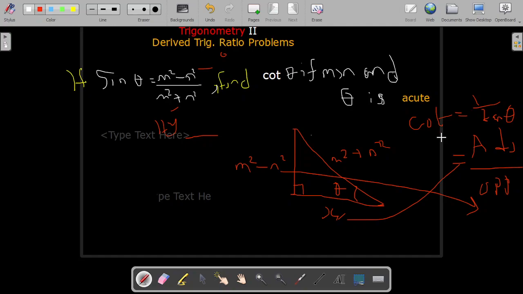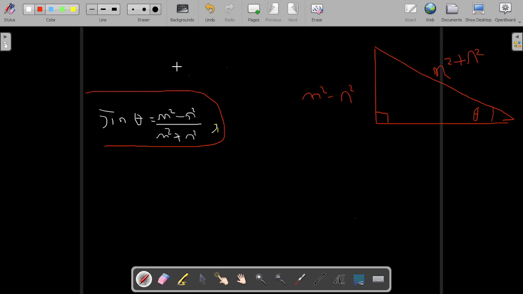It should be simple for you to express, because here we are going to be using the Pythagoras theorem to simplify this. So now let's begin. Based on the Pythagoras theorem, we have that hypotenuse square is equal to the square of the opposite plus the square of the adjacent. That's the Pythagoras theorem: hypotenuse square equals opposite square plus adjacent square.